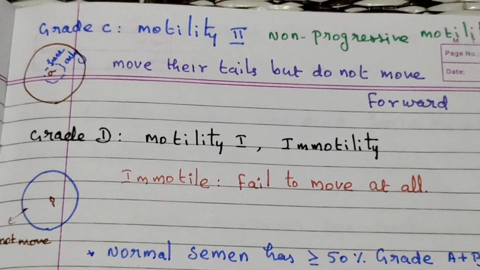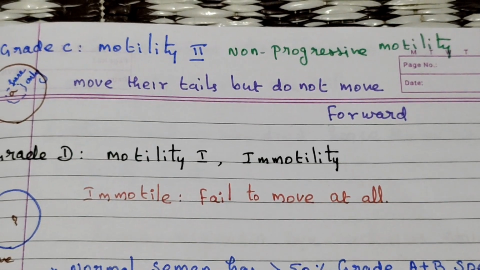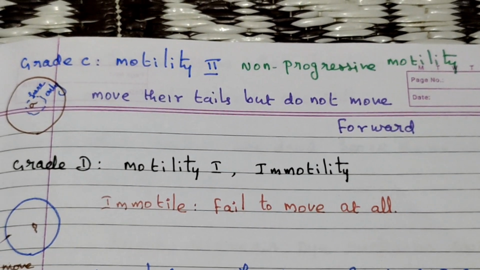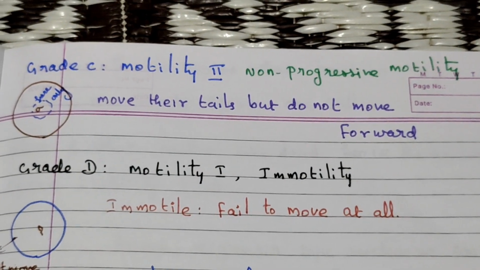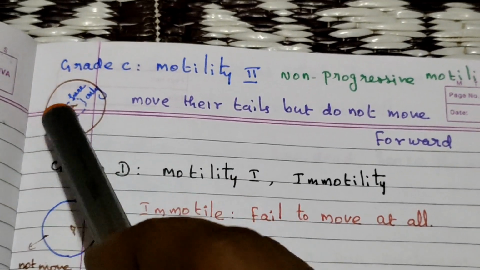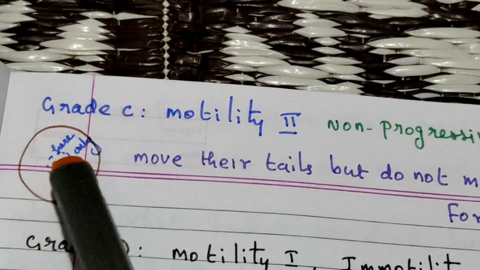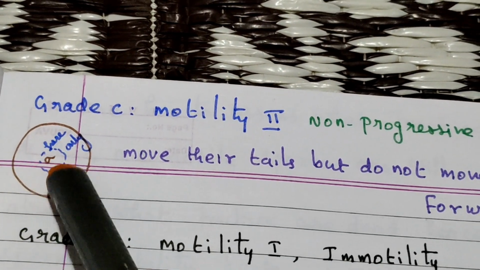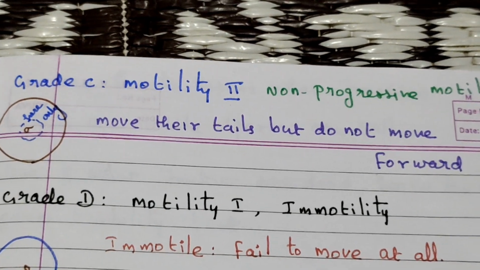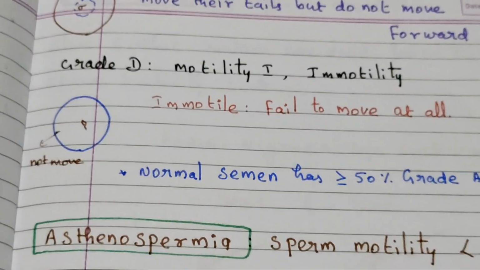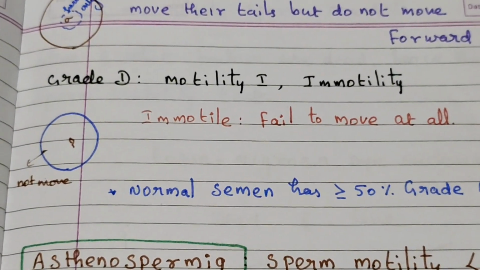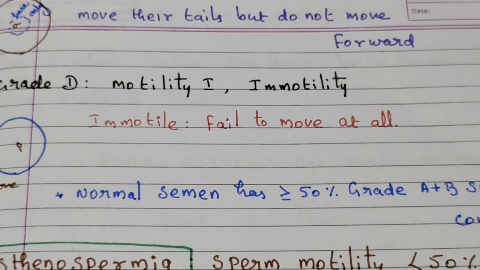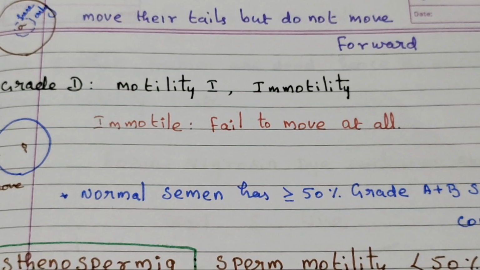Then grade C, or motility 2, non-progressive motility. They move their tail but do not move forward. In this case, suppose we focus on this place, it can travel only here, in this direction only. The last one is motility 1, or grade D. This one is immotile and fails to move at all.